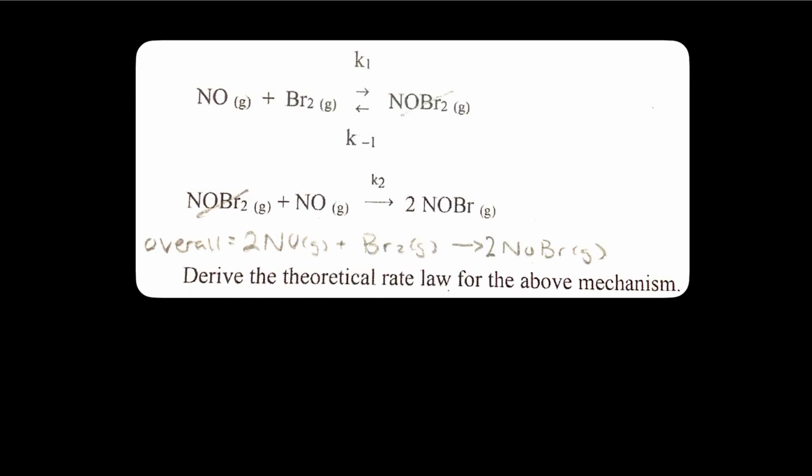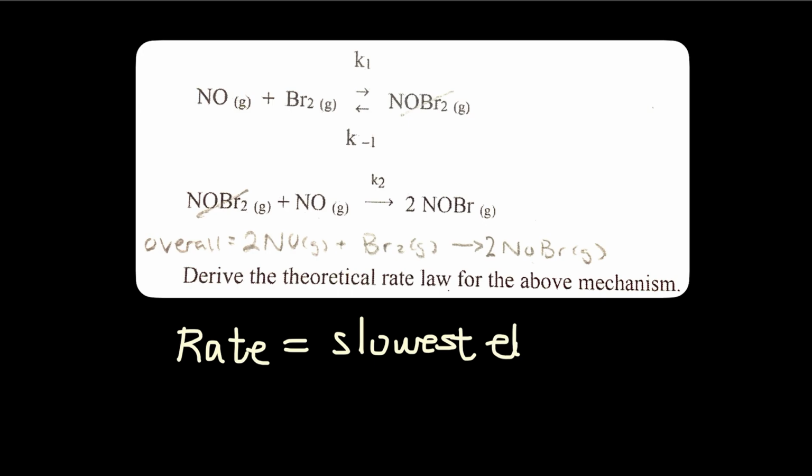Today we're going to tackle this sample problem about finding the theoretical rate law for two elementary steps. And we're not given their rates, so we don't know which one's the rate-determining step, which is concerning because the overall rate is equivalent to the rate of the rate-determining step, the slowest elementary step, and we don't know the slowest elementary step.